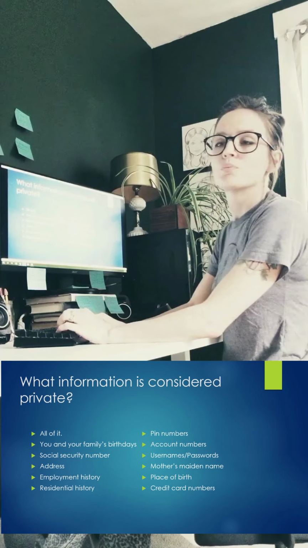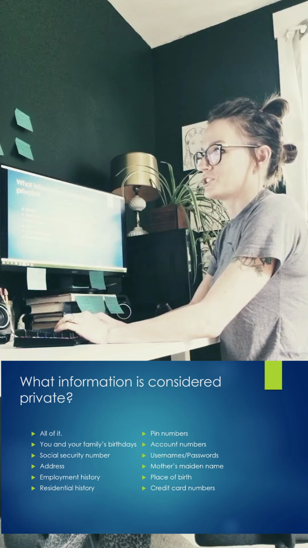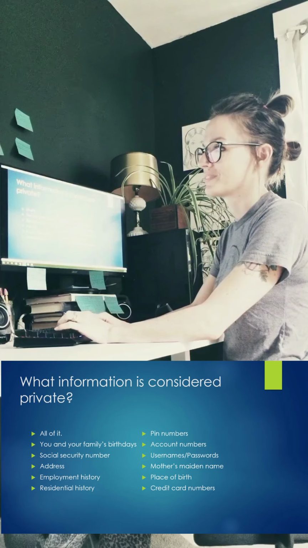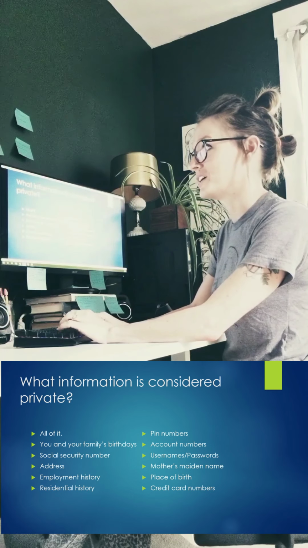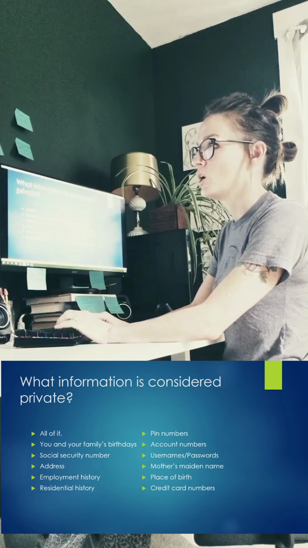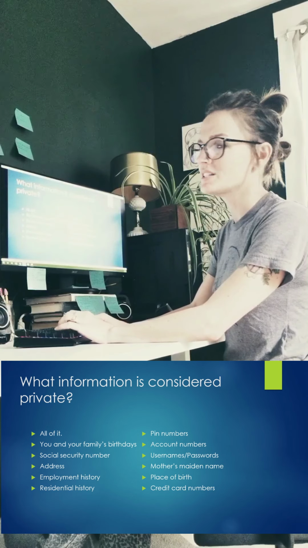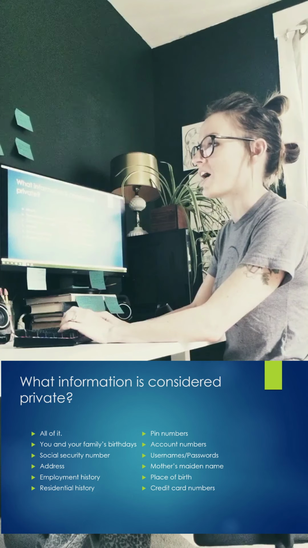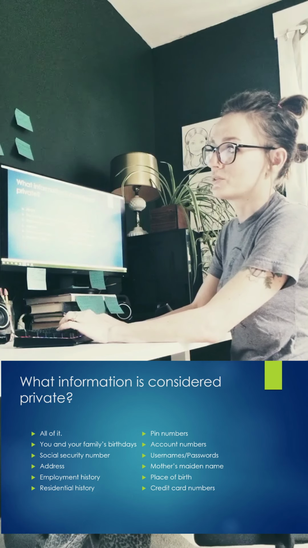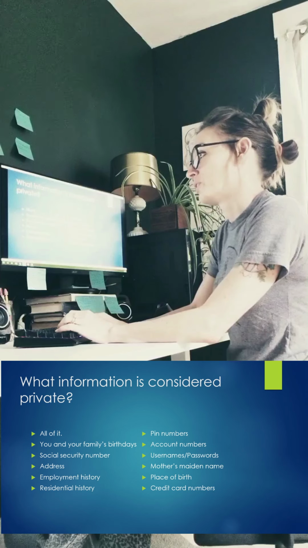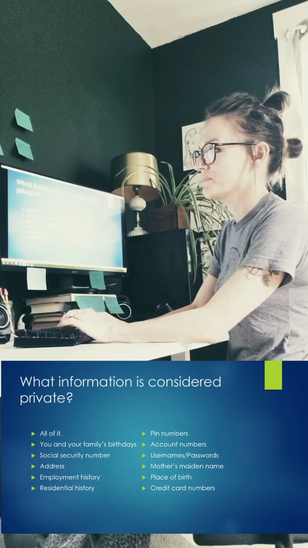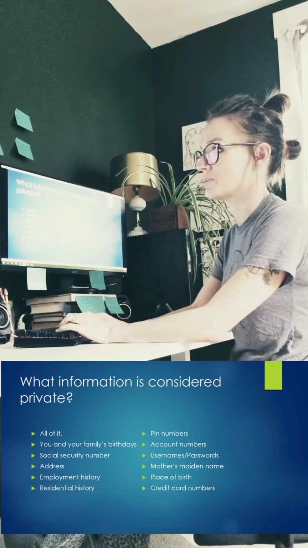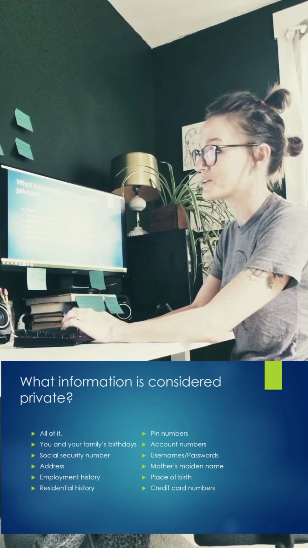So, what information should be considered private? What information should you be trying to protect? Any and all of your information should be treated as sensitive and only given to persons or organizations who need the information to perform the services that you require of them. Personal information includes your name, your birthday, your mother's maiden name, any passwords and usernames, any PIN numbers, your social security number, your place of birth, credit card numbers.